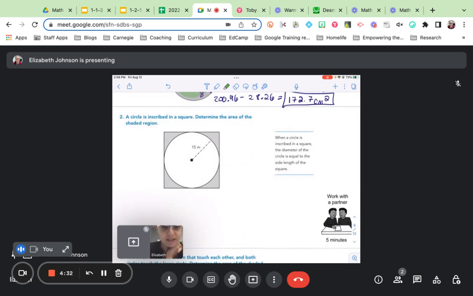Now, this is a task for you to do with your partner. Here we have a circle inside a square. What I want you to do is come up with a plan for how to find the area of the shaded region. Keep talking with your partner. How could you find the area of the shaded region? Pause the video and talk as a class. What would you do to find the area of the shaded region?